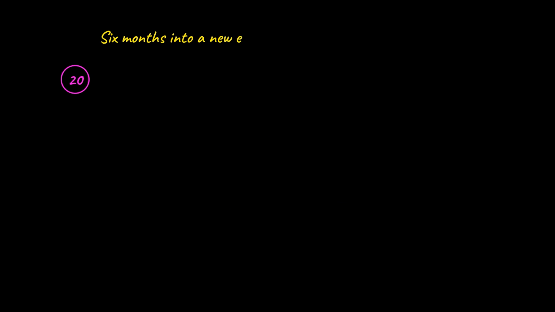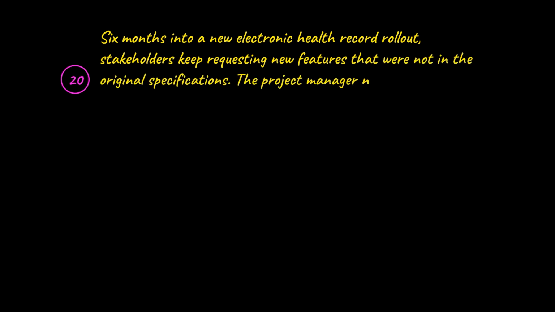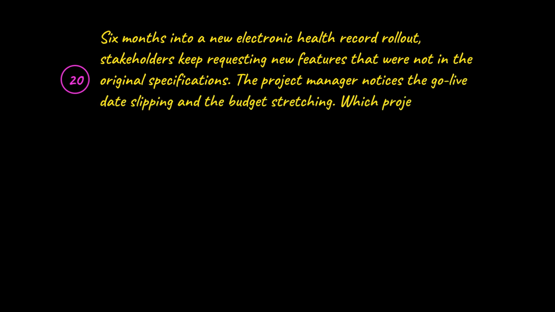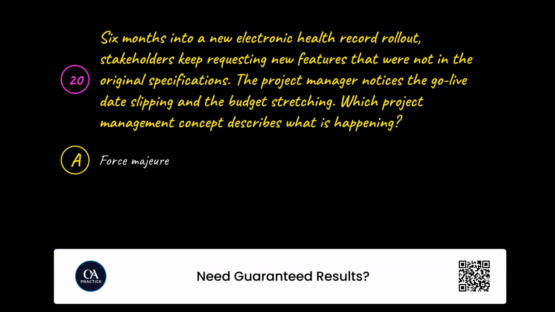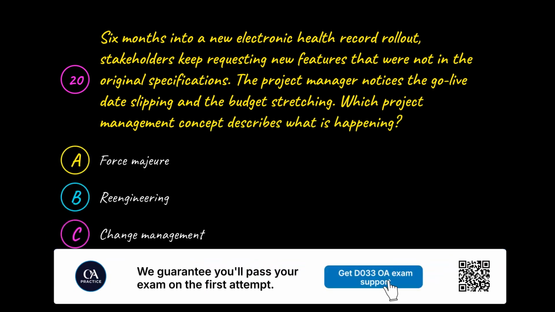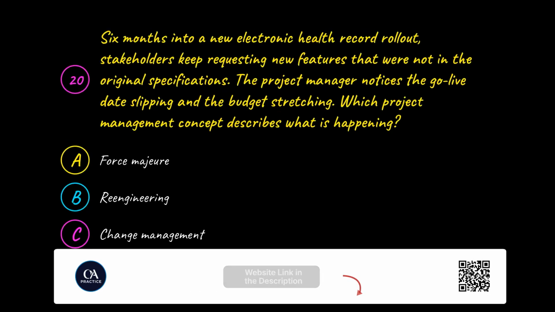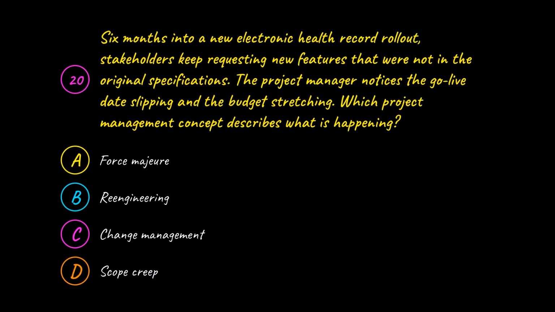Question 20. Six months into a new electronic health record rollout, stakeholders keep requesting new features that were not in the original specifications. The project manager notices the go-live date slipping and the budget stretching. Which project management concept describes what is happening? Your options are A. Force majeure, B. Re-engineering, C. Change management, D. Scope creep. What's your answer? Commit to one before I continue.